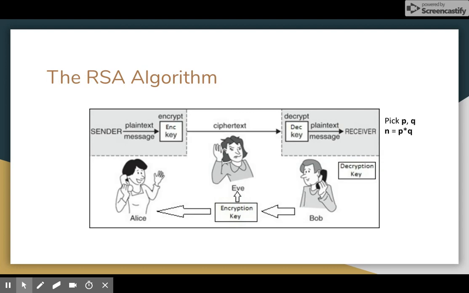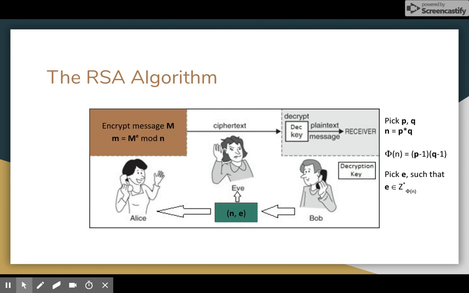To come up with a public key, Bob needs to secretly pick two large primes, p and q, and multiply them together to get n. Bob then calculates phi of n, also known as Euler's phi function, that counts the number of positive integers from 1 to n in which the greatest common divisor between the number and n is 1. In this case, phi of n is equivalent to multiplying p minus 1 and q minus 1. Bob then picks a random integer modulo phi of n to get e. The pair n, e is now published as a public key.